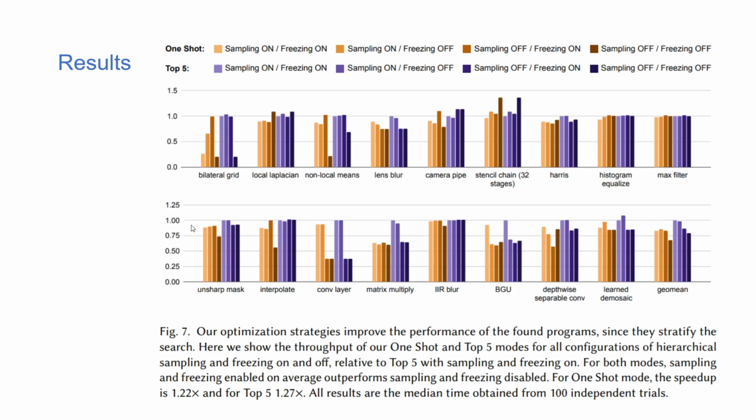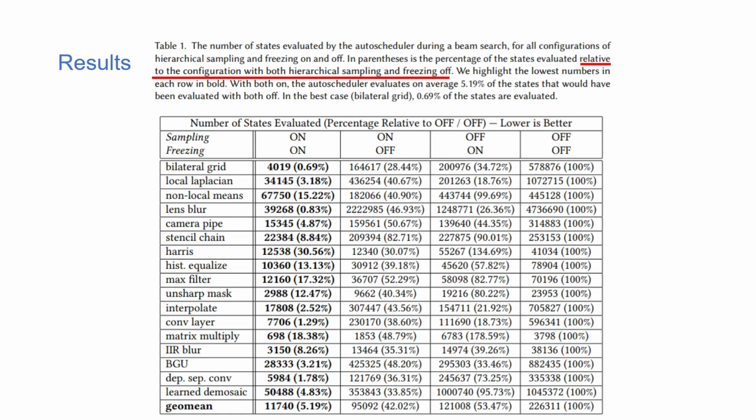So I think it might be good to have some heuristic on when to turn this on or off, and maybe a cost model as well, telling you when to use these strategies or not. But these numbers show that it is not always good to have them on. Using freezing and hierarchical sampling is not always good to get the best schedule, but these results show that it's always good to reduce the computation time.